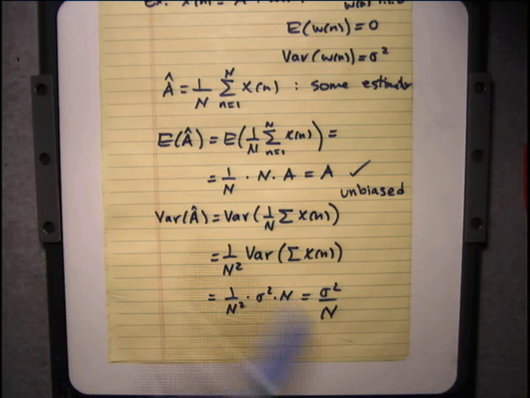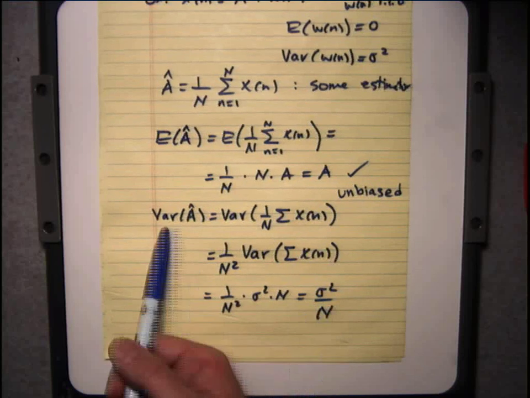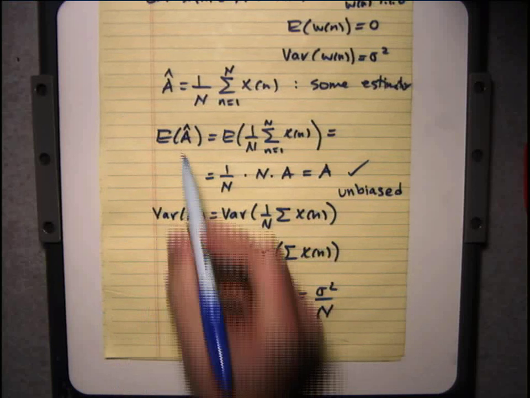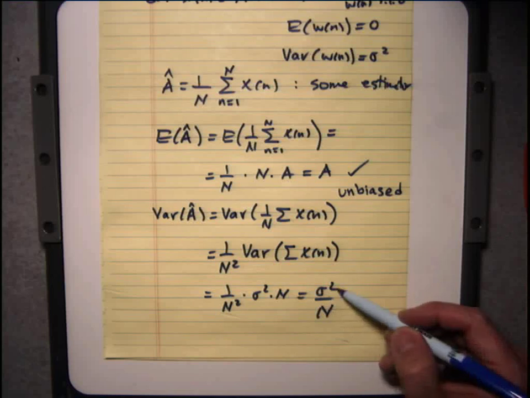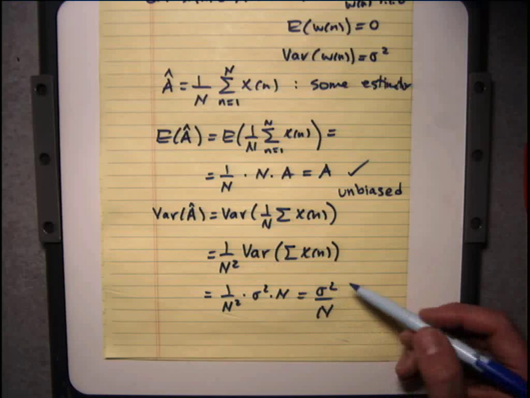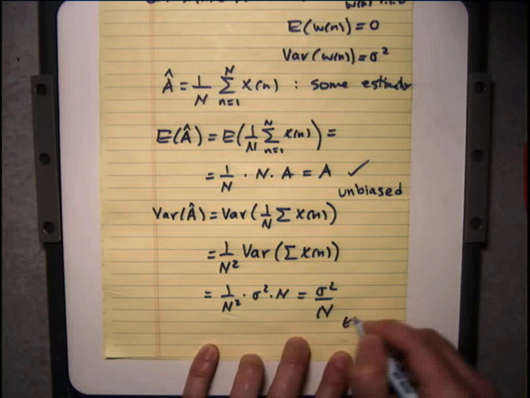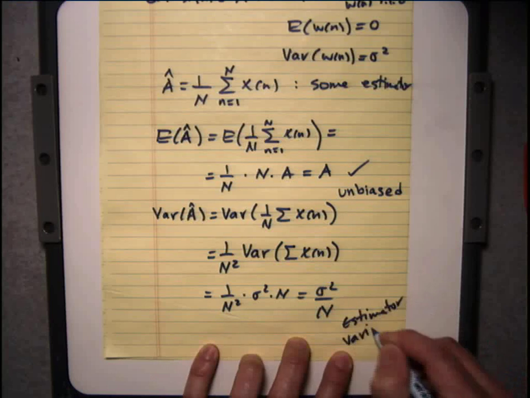And what does it say? It says that the more data points you have, the variance of A hat, in other words, how much it could oscillate around this mean, around the right answer, is related to how many data points you have. The more data points you have, the better. And of course, it's related to how much noise you have. So the more noise you have, the more it's going to oscillate around that average value. So this is the estimator variance.